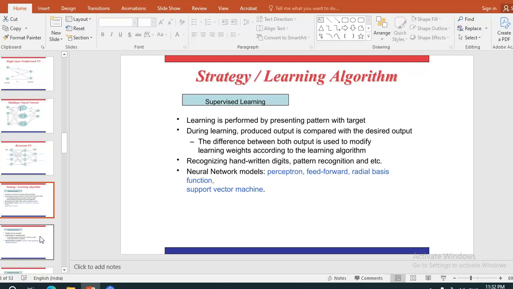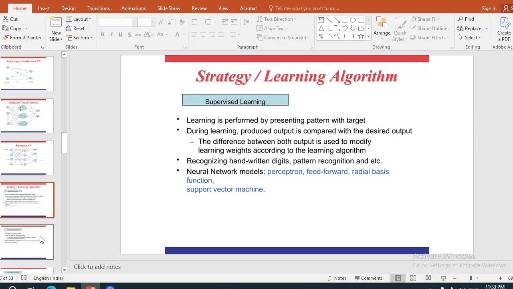Then, different types of learning. This also we have already discussed. There are three types of learning: one is supervised learning, one is unsupervised learning, and one is reinforcement learning. Supervised learning means labeling is performed. Learning is performed by presenting patterns with a target. That means we have some target and we can find the target by reducing the error.